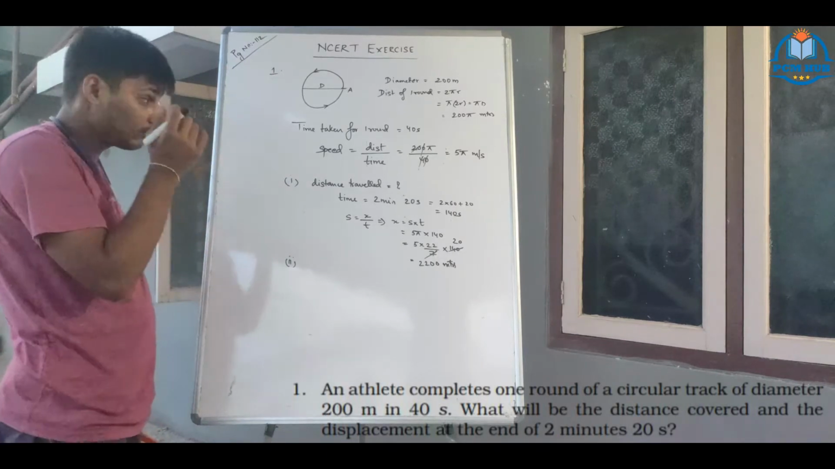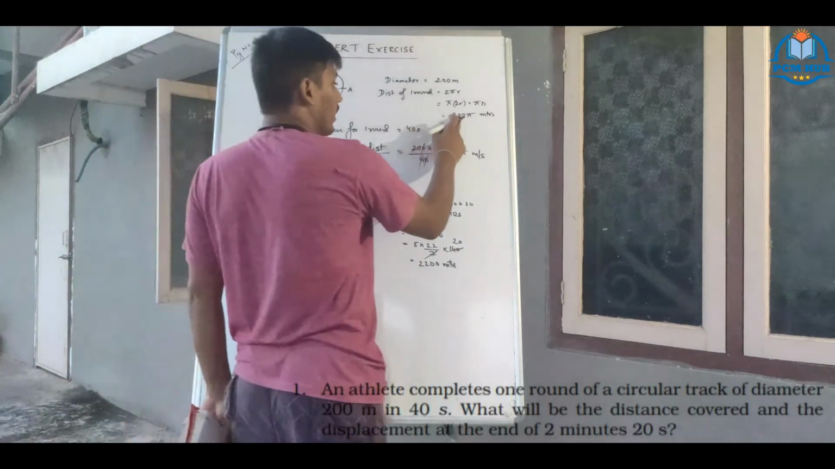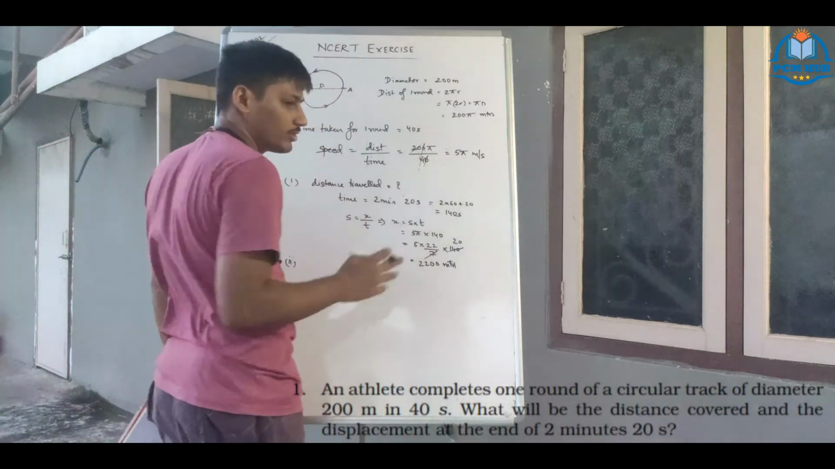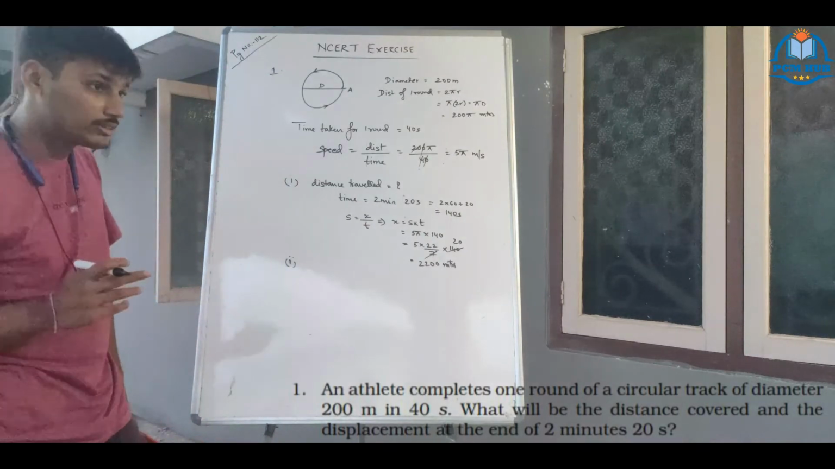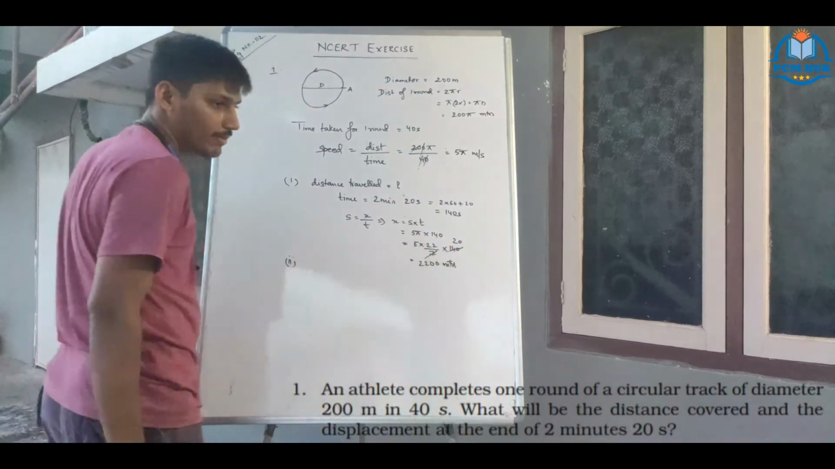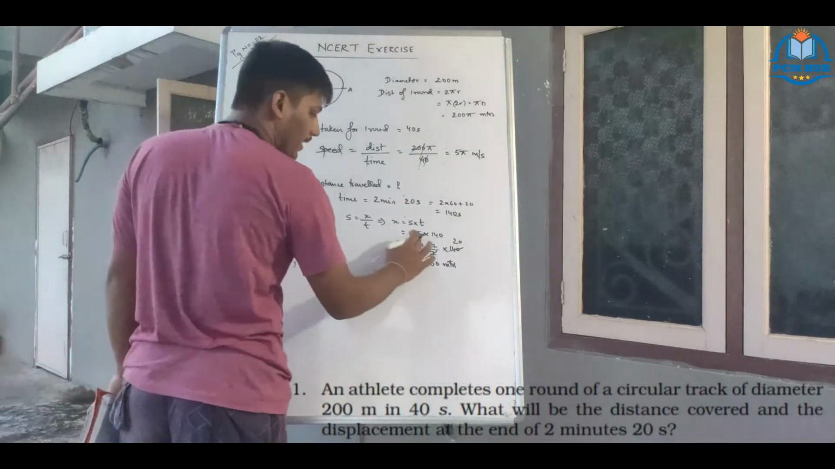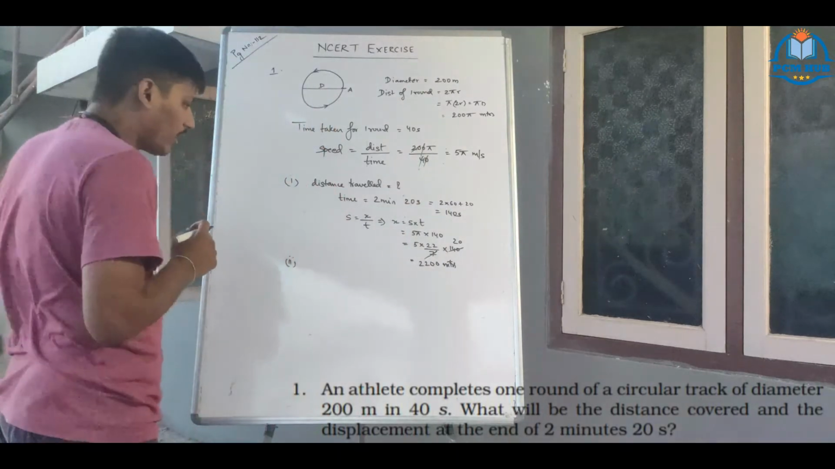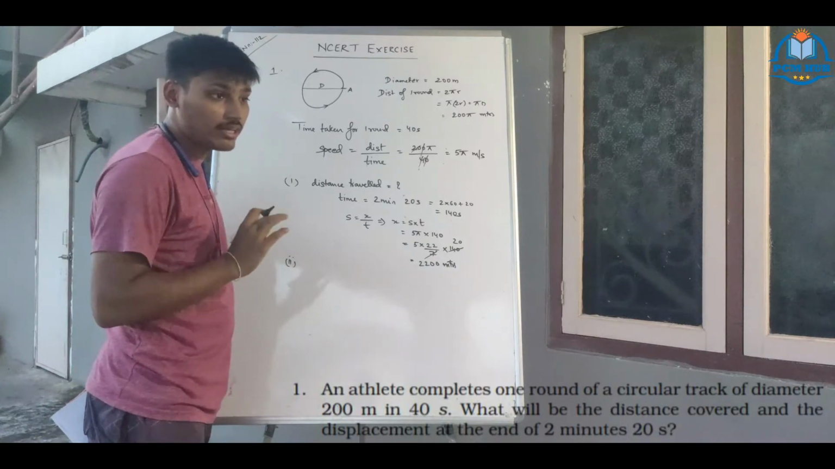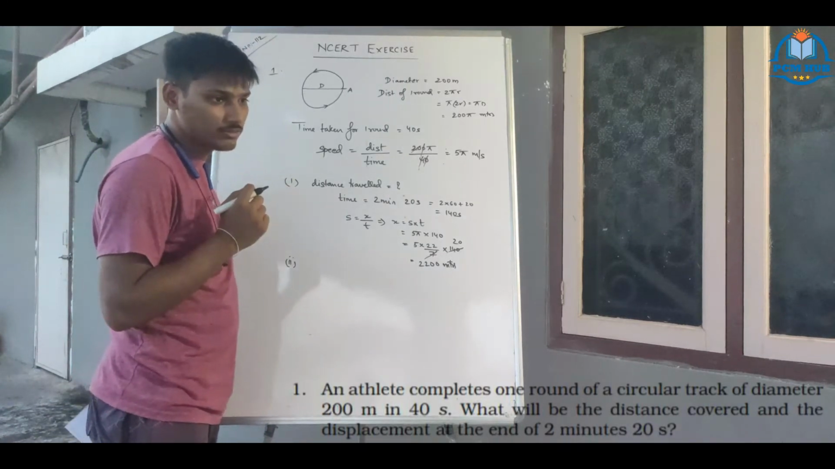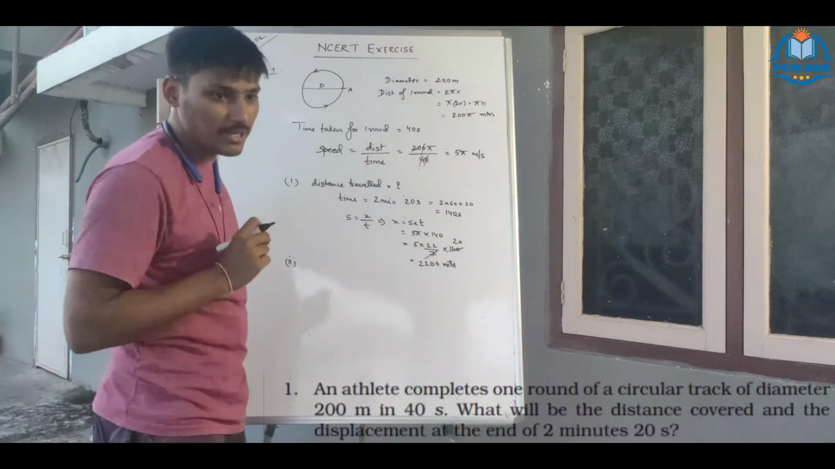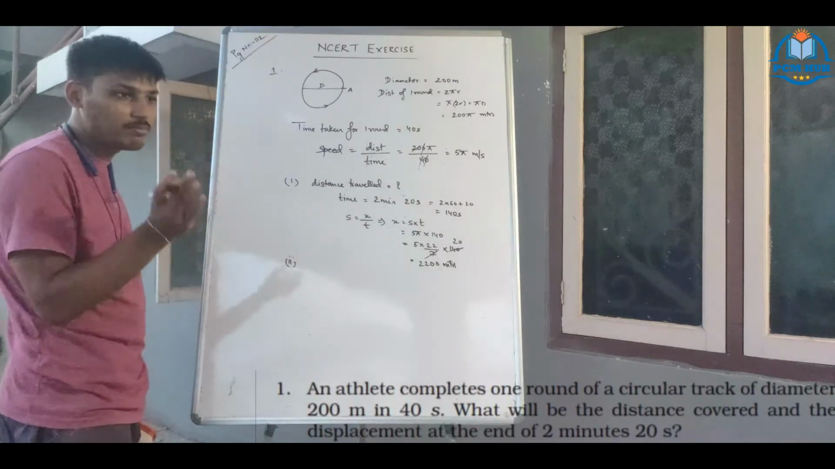Clear? So the distance travelled in one round is 200 pi meters. The distance traveled in 2 minutes 20 seconds is 2200 meters, or you can take 5 pi into 140 meters. Now what is asked? Displacement. For displacement in circular motion, what do you need? The number of rounds. Why? Because one round is equal to zero displacement. So the number of rounds is what we will remove.